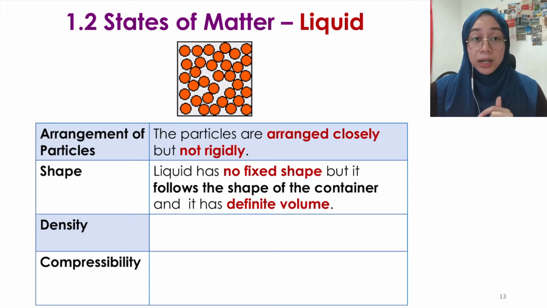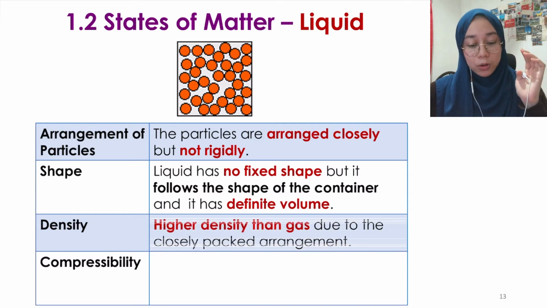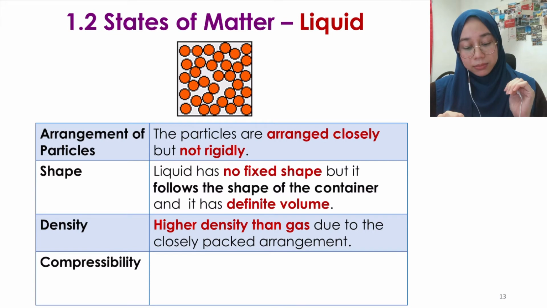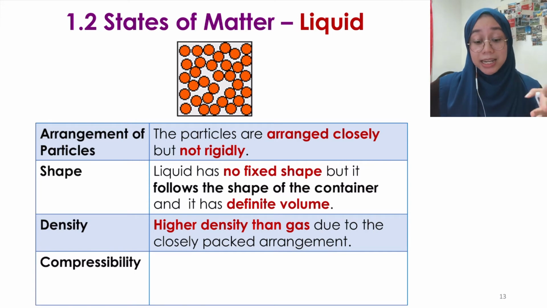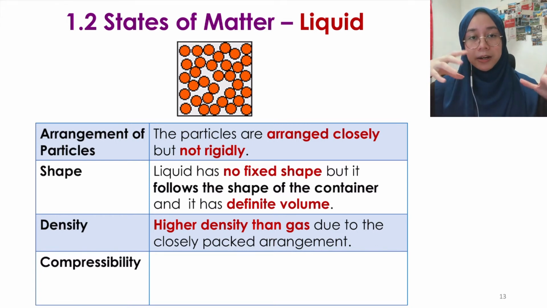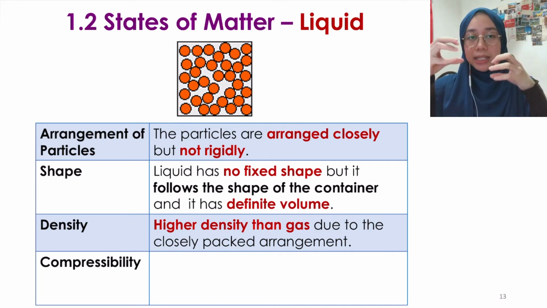And then the density pula, okay, so density dia kita buat comparison compared to solid tadi. Okay, so kalau solid has a very high density, therefore untuk liquid pula, dah tengok gas pula kan dekat sini, sepatutnya kita boleh cakap, kalau kamu nak cakap higher density than gas boleh, ataupun kalau kamu nak cakap lower density than solid pun boleh, dua-dua diterima. Okay, so it has higher density than gas because dia punya arrangement is still closely packed to one another. Okay, so that is why dia masih lagi tinggi lah density dia compared to gas. Okay, disebabkan dia punya arrangement masih lagi dekat tu one another.